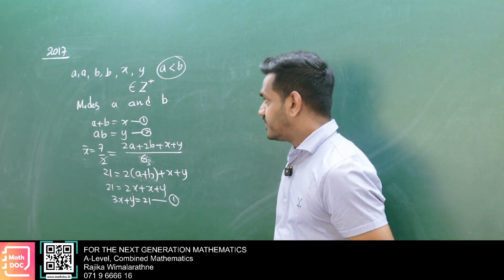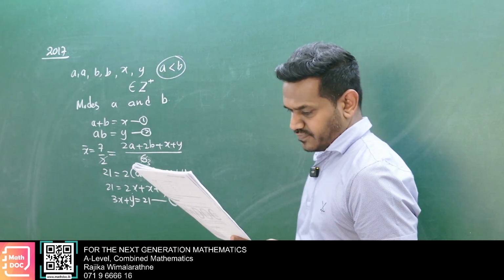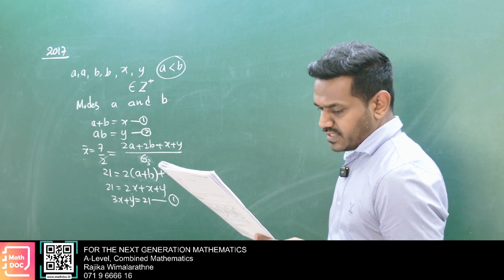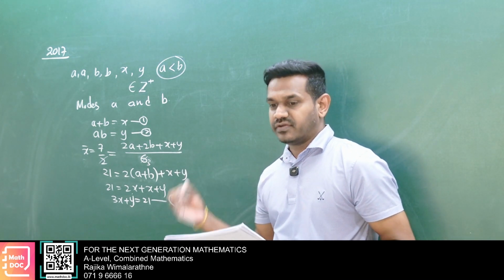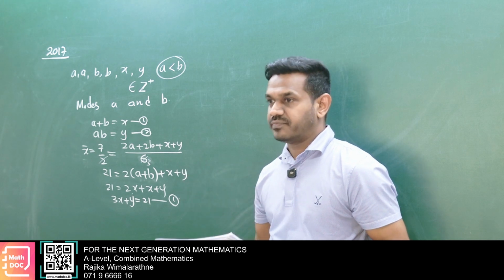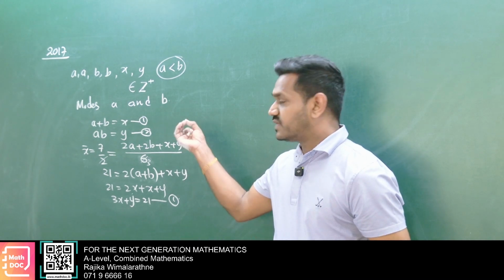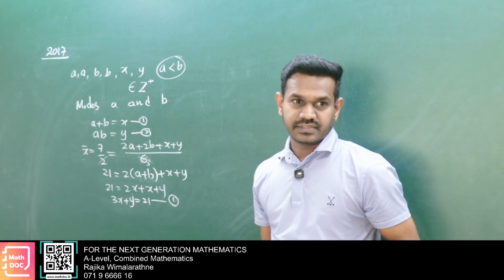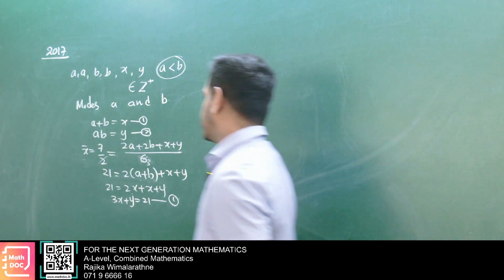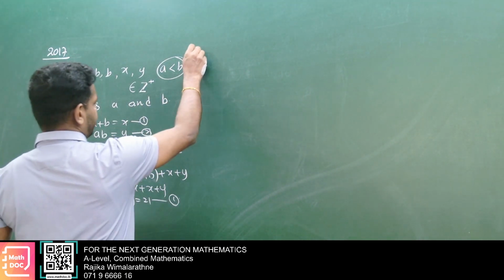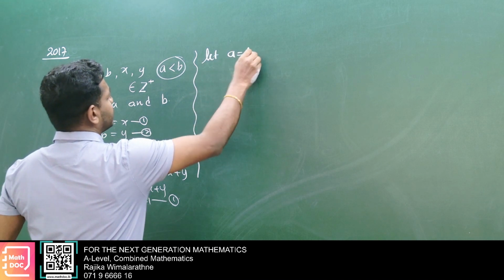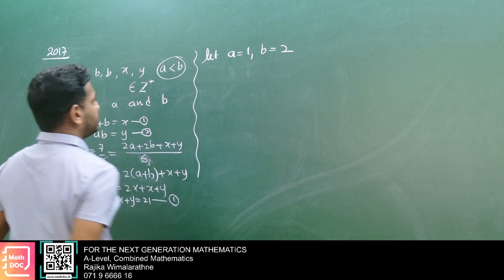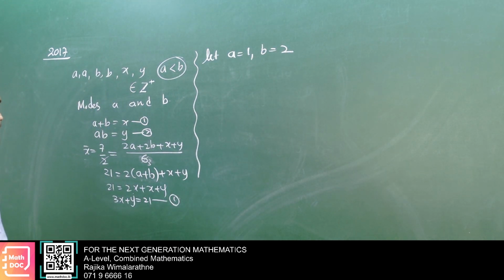Now you have to guess values. Then the mean of 6 observations is 7 over 2, that is 3.5. These values are very small integer values, so start from 1. Let A equal 1, B equal 2.